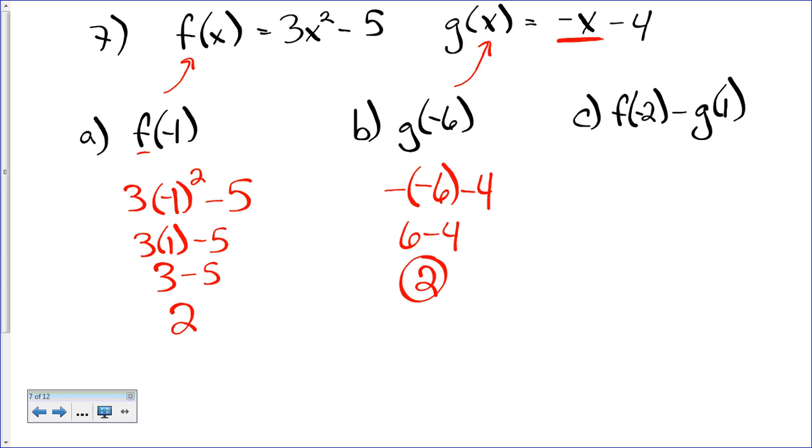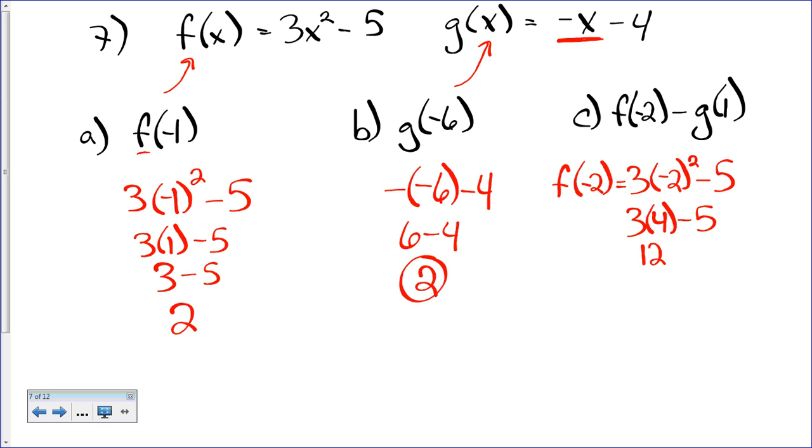All right, the third one. You're taking f of negative 2 minus g of 1. We're going to do each one individually. Let's do the f first. f of negative 2 is equal to 3 times negative 2 squared minus 5. Negative 2 squared is 4, and 3 times 4 is 12. 12 minus 5 is 7. So this is 7.